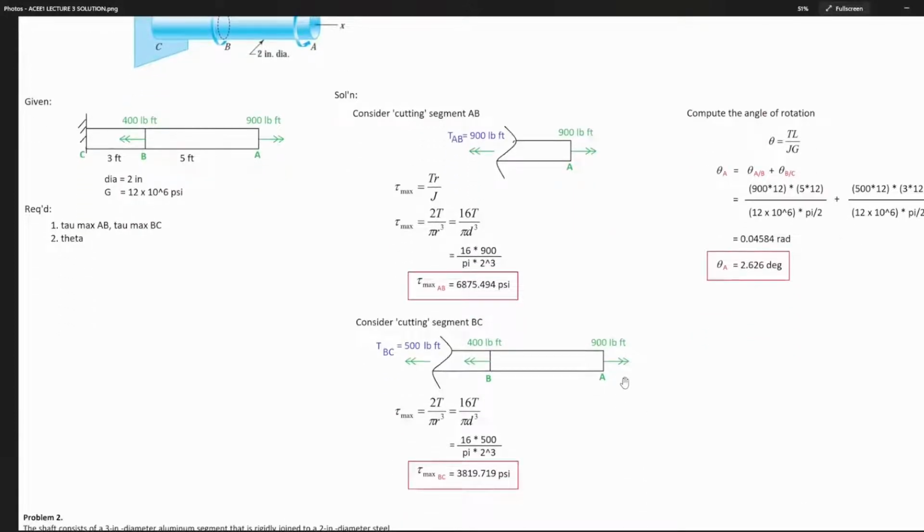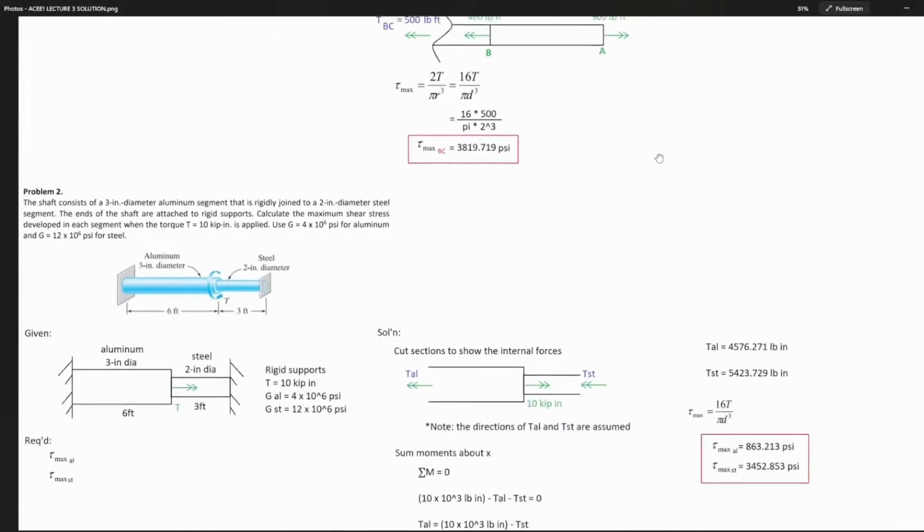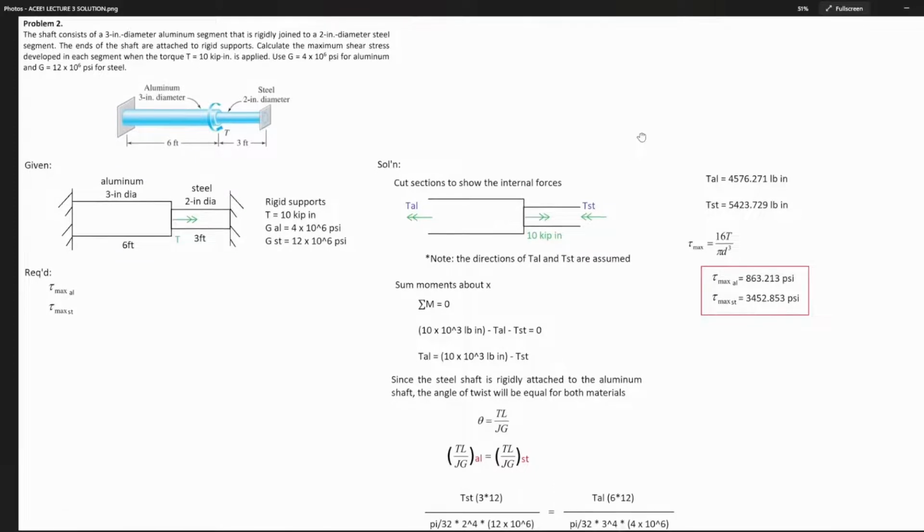Okay, so we're done with problem 1. Next, we have problem 2. The shaft consists of a 3-inch diameter aluminum segment that is rigidly joined to a 2-inch diameter steel segment. The ends of the shaft are attached to rigid supports. Calculate the maximum shear stress developed in each segment when the torque T equal to 10 kip-inch is applied.